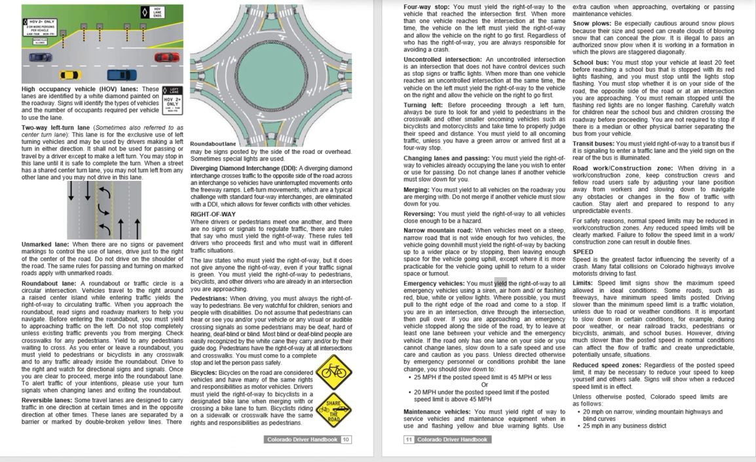Emergency vehicles, you must yield the right-of-way to all emergency vehicles using a siren, air horn, and/or flashing red, blue, white or yellow lights. Where possible, you must pull to the right edge of the road and come to a stop. If you are in an intersection, drive through the intersection, then pull over.